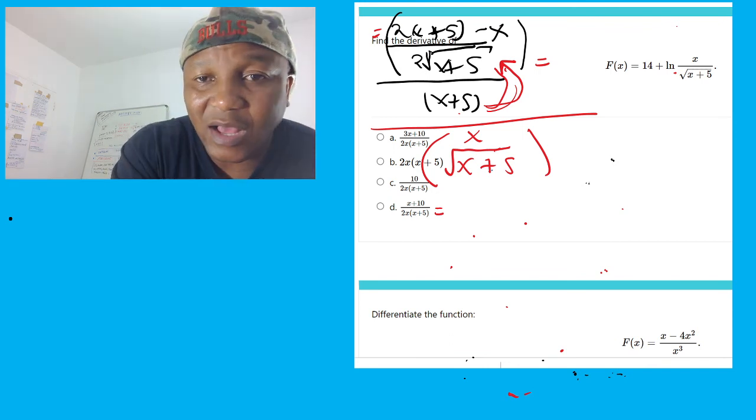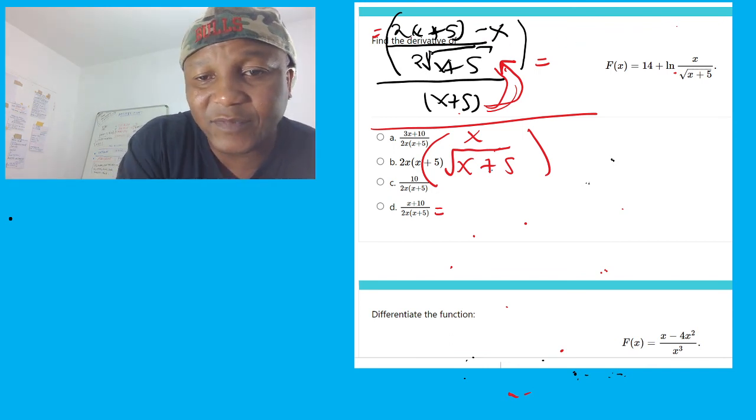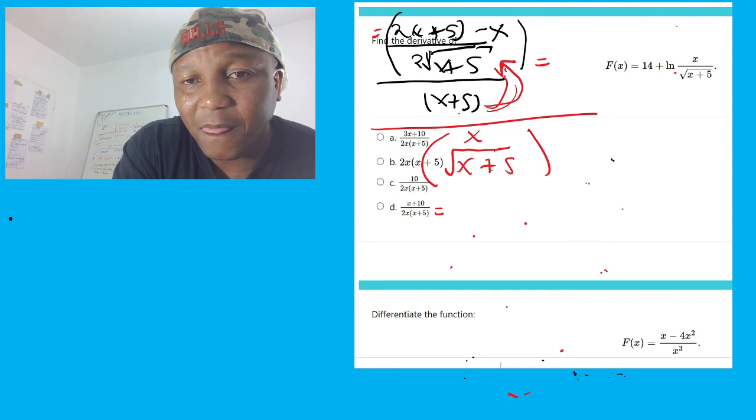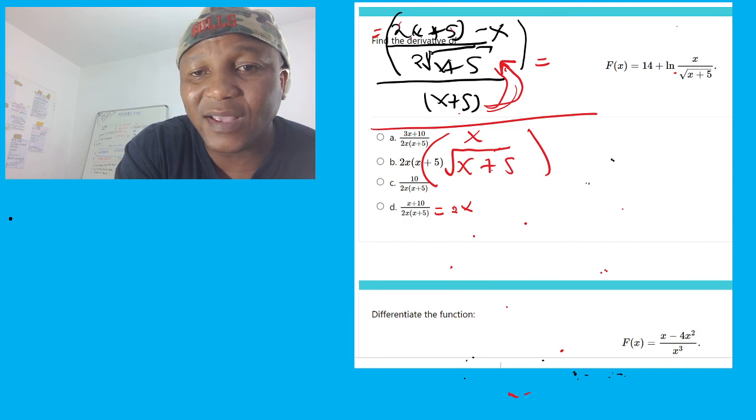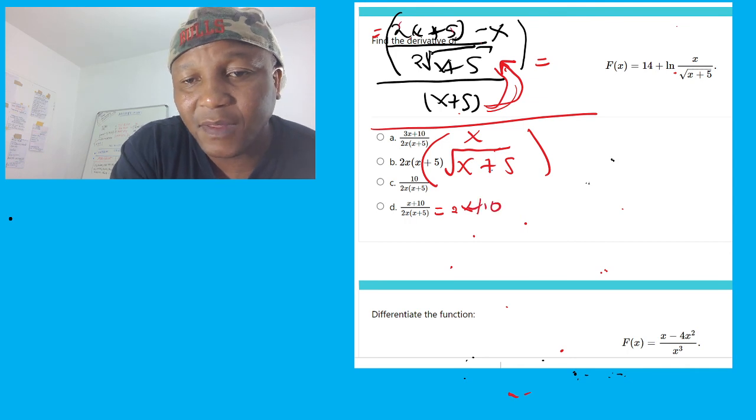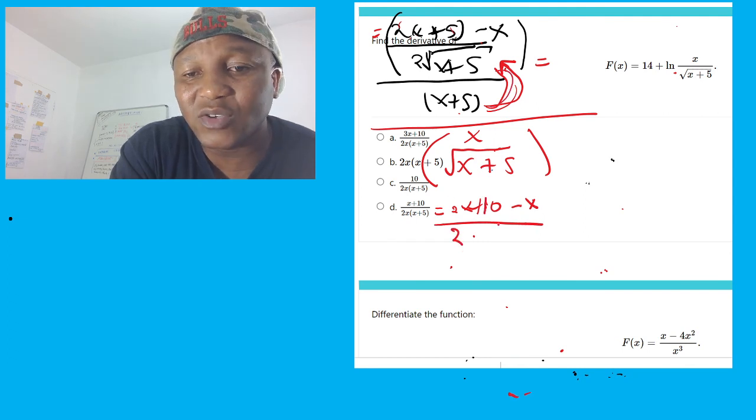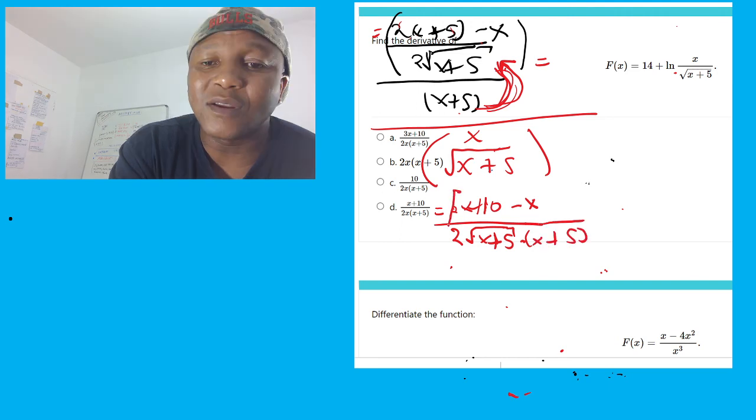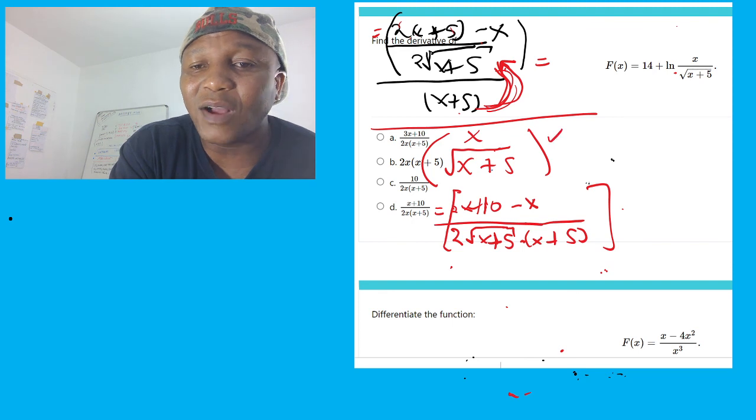Okay, so now this is going to become this, we say this is going to come here, but also this you can expand. It's going to be 2x plus 10 minus x over 10. Okay, this is going to come here, so we're going to have about 2 square root of x plus 5, and this is going to come here, so you say multiply by x plus 5, and then all this stuff here we over this, which is x plus 5 square root.